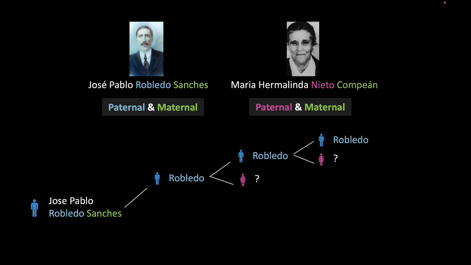paternal surname. Jose's maternal surname, the second part of his dual surname, was Sanchez, shown here in green, which was inherited from Jose's mother. Sanchez was Jose's mother's paternal surname, inherited from her father and from her father's father.